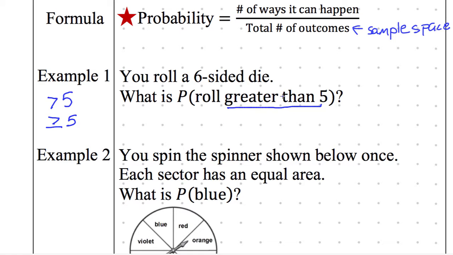All right, so what is the probability that you roll greater than 5? That means you're only rolling a 6. How many ways can that happen? 1 out of 6. Yep, 1 out of 6. The answer here is 1 out of 6.